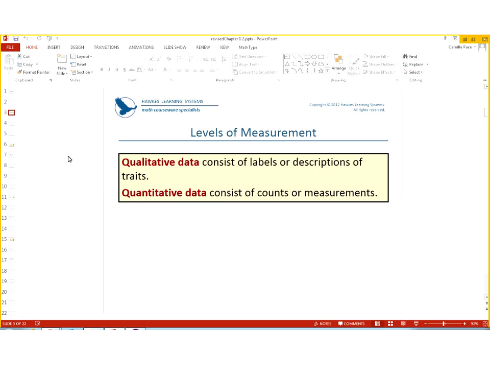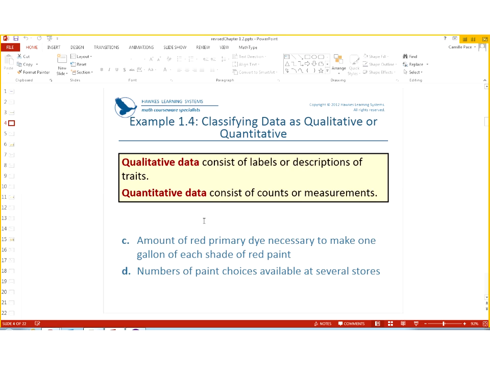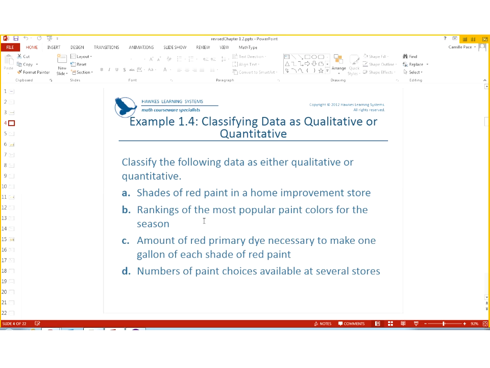So there's two main types. There's qualitative and there's quantitative. Qualitative is labels or descriptions of certain traits. Quantitative is counts and measures. So let's look at some examples.